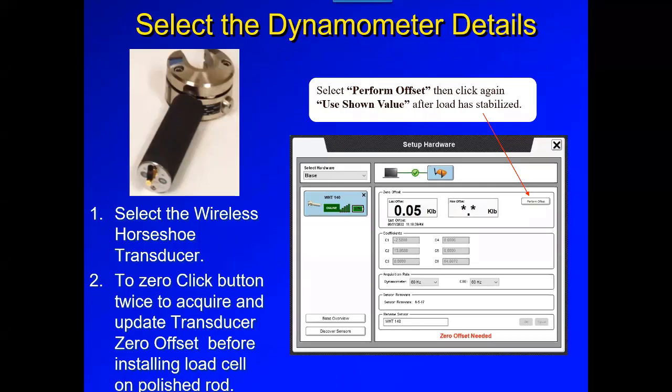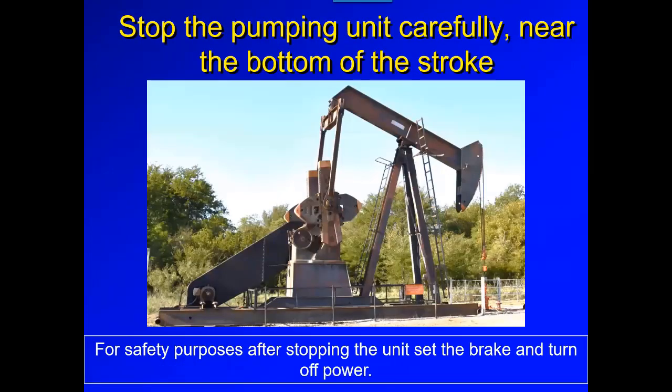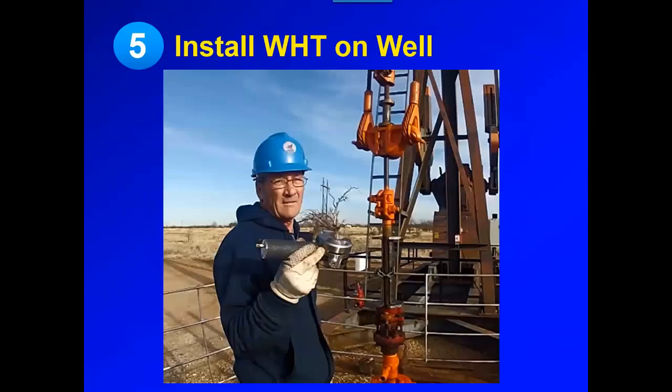So once we acquire the offset, very similar to how we do with the PRT, we're going to stop the pumping unit carefully near the bottom of the downstroke. Okay, we're going to stop the pumping unit. And now we're going to go through the process of installing the WHT, the wireless Horseshoe transducer, on the wellhead. You can see Mr. Ken Skinner there, Echometer legend, ready to install the Horseshoe load cell.